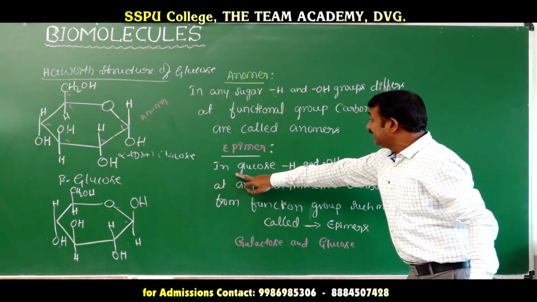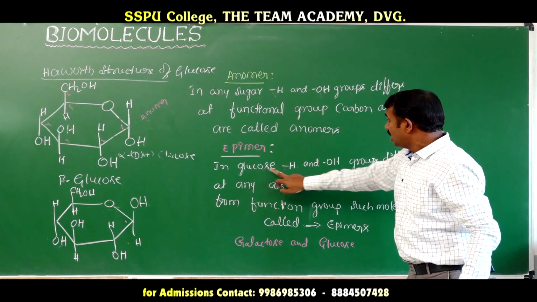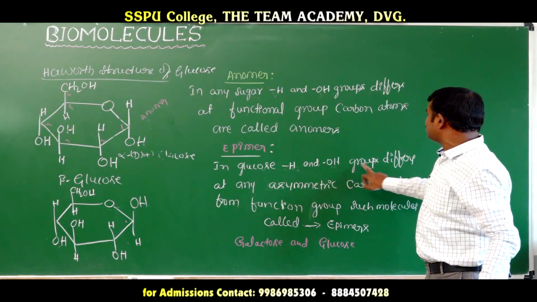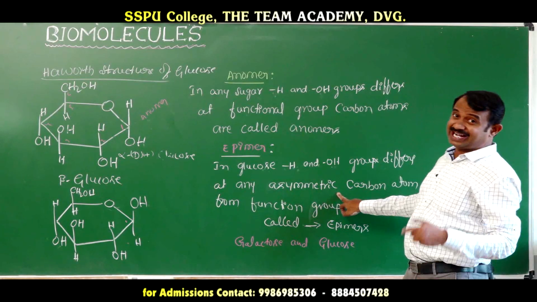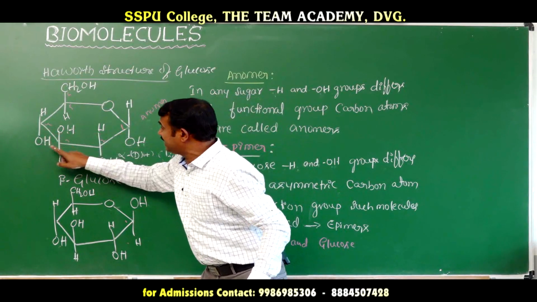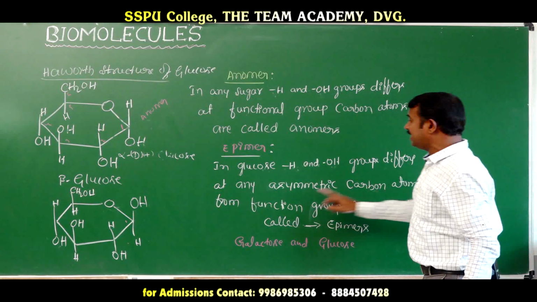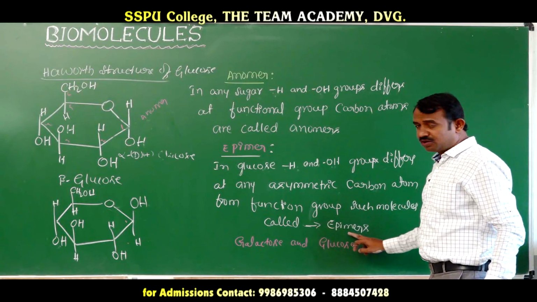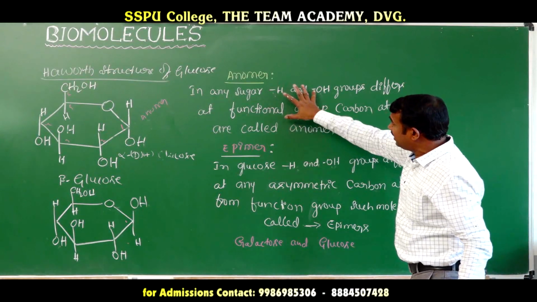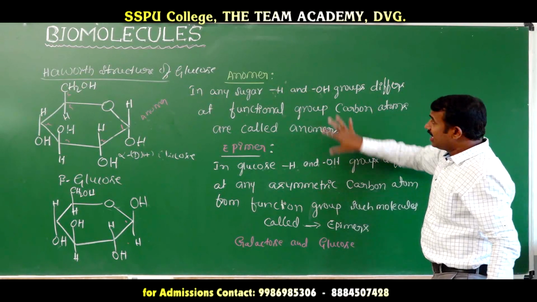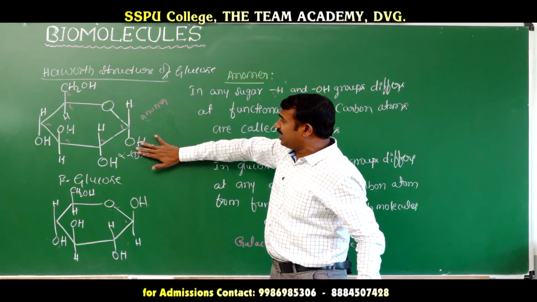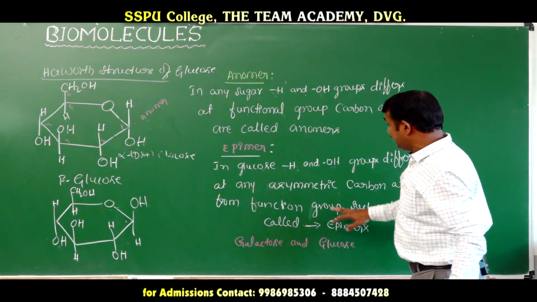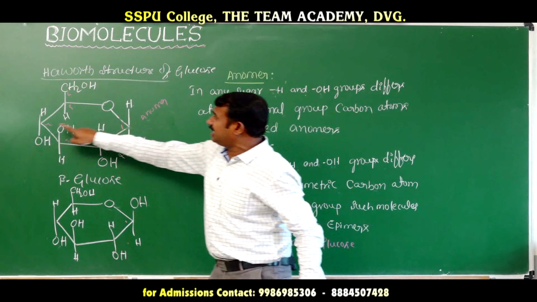Here what will happen in glucose: hydrogen and hydroxy group. In glucose, hydrogen and hydroxy group differ at any asymmetric carbon. Not only this one, any asymmetric carbon atom from the functional group. Such molecules are called epimers. What is the difference between anomers and epimers? Anomers means only the hydrogen and hydroxy group rotate, alpha and beta. Here what will happen? It is an asymmetric carbon. Here asymmetric carbon and asymmetric carbon.